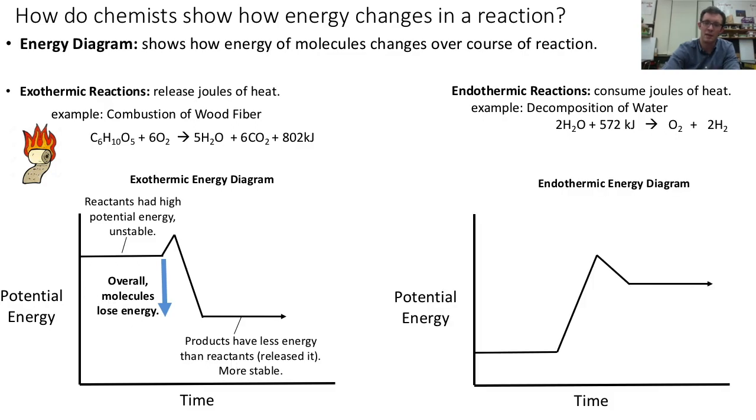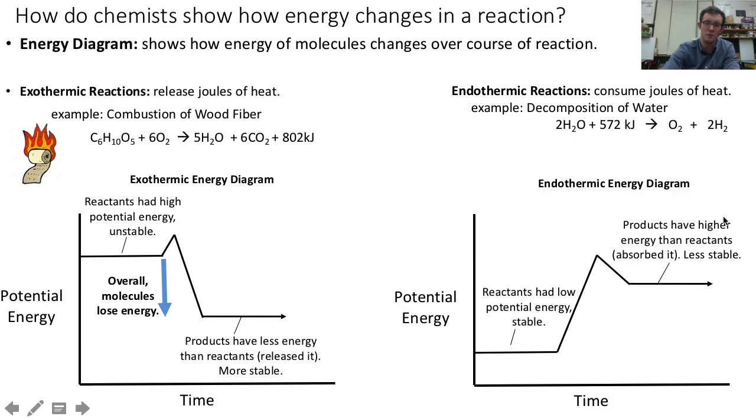Whereas an endothermic reaction looks the opposite. You'll see that the reactants in an endothermic reaction start out with a relatively low potential energy, relatively stable. Compared to the products of an endothermic reaction, which have higher energy than the reactants. Over the course of the reaction, the molecules gain energy.